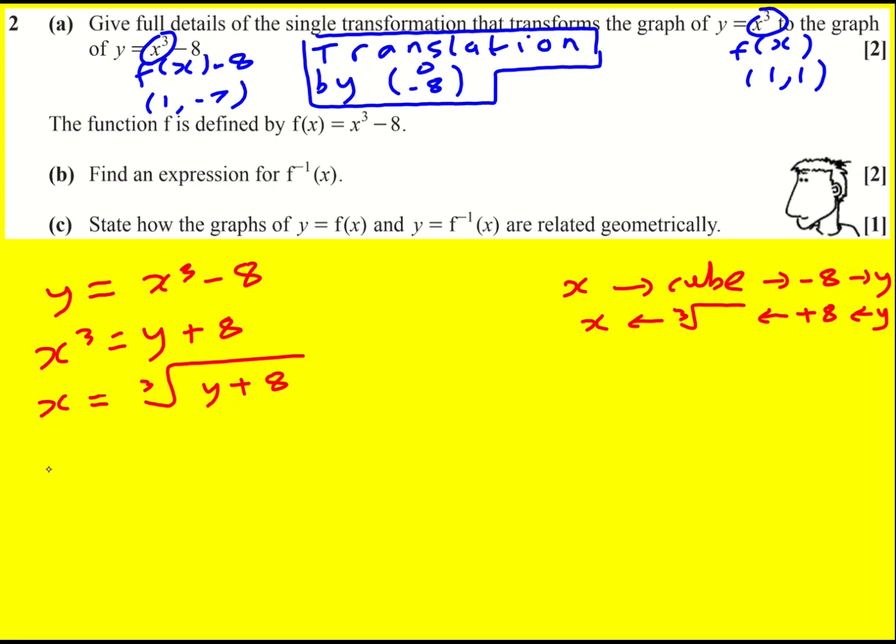But when we write an inverse function down, we always use x as the input. So now I just need to swap these two around. Sometimes people swap them around right at the beginning. I like to do it at the end. So the inverse function is going to be the cube root of x plus 8.